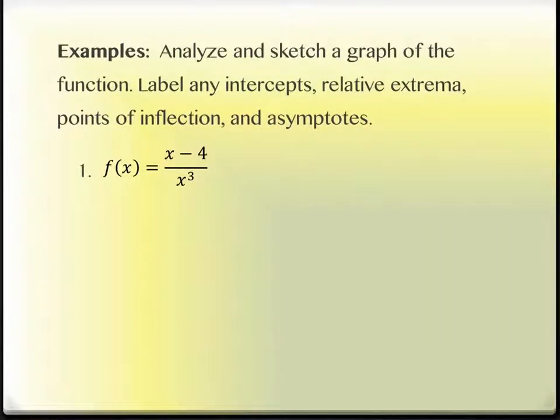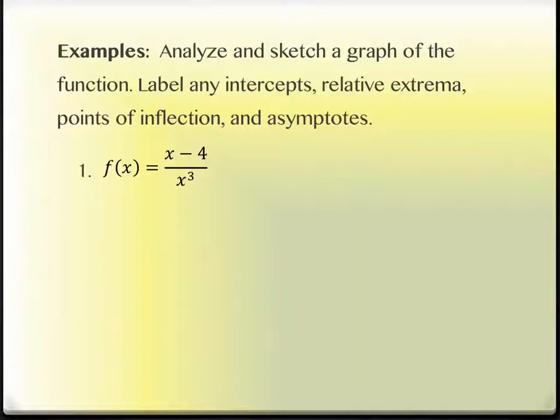All right, so we have on this one, what type of a function? Do you remember what type this is called? It's rational. Yeah, this is a rational function. I've got a ratio, and it's a ratio of polynomials, which is what makes it a rational function. Our directions say that we're going to analyze and sketch. We're going to label any intercepts, relative extrema, points of inflection, and asymptotes.